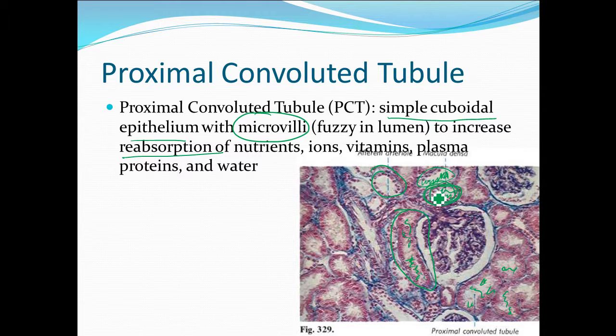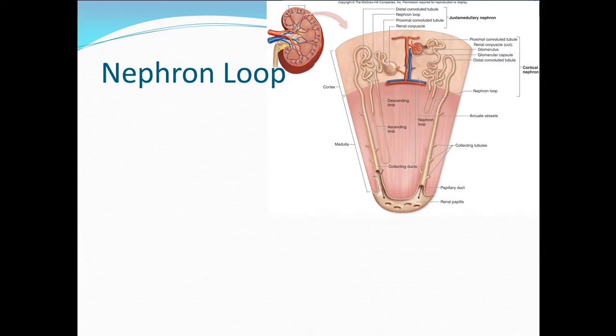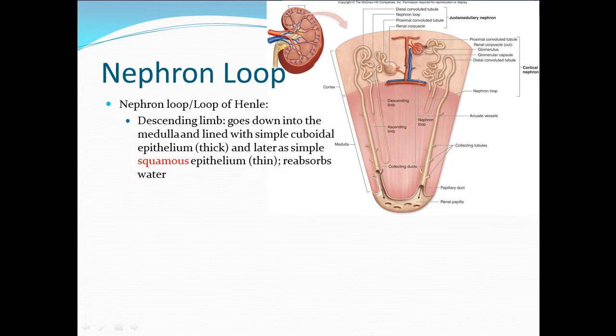Okay, so from the renal corpuscle to the proximal convoluted tubule. From the convoluted tubule, now we're going into the nephron loop. The first part of the nephron loop is the descending limb. The descending limb goes down into the medulla here. They have two parts to it. They have a thick portion and a thin portion. The thick portion is made of a simple cuboidal epithelium, and then if you look at it over here, it becomes thin. So the deeper that it goes into the medulla, it becomes thin.